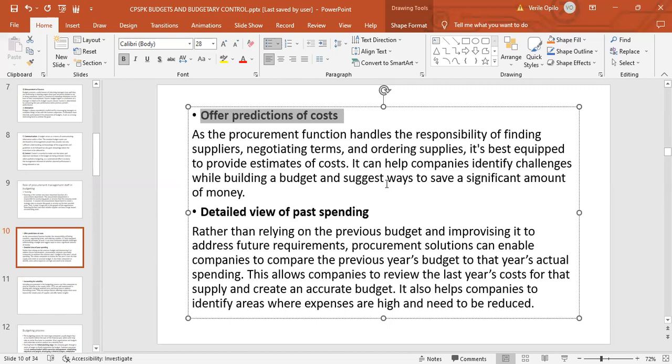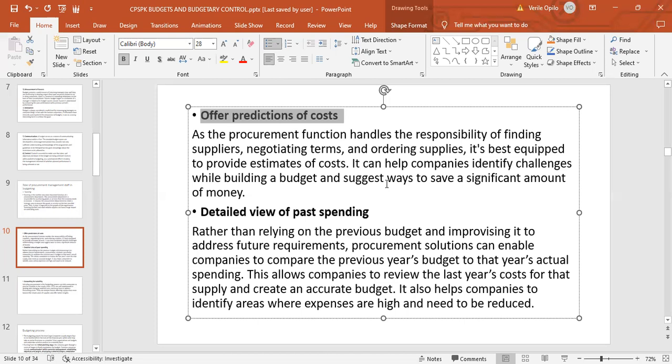So what happens is, because the procurement staff have been working with the suppliers for quite some time, they've been able to see how prices change from time to time, meaning that they are best equipped to provide estimates. In this case, they're thinking that the way things are going here in Kenya and the way inflation is taking things, this product is likely to cost this amount. So as much as we bought these goods at 100 shillings per unit in the last month, there's a high chance that it is going to increase to 110.